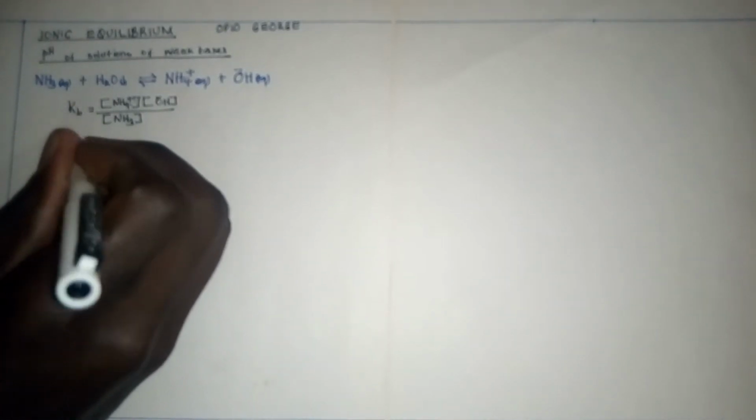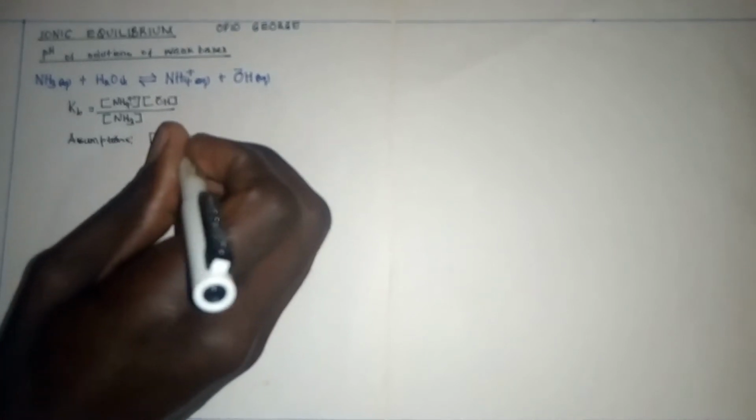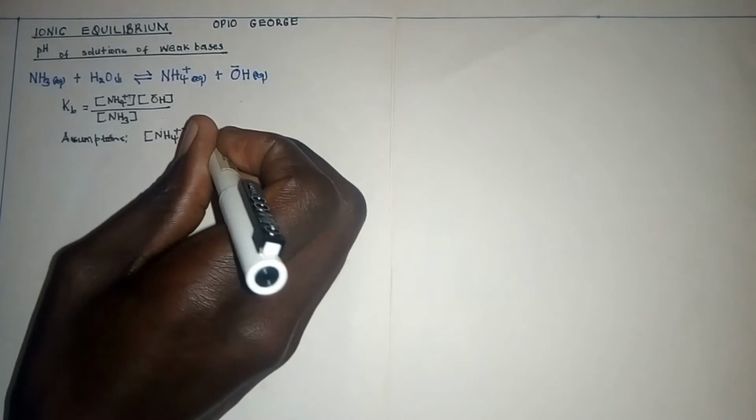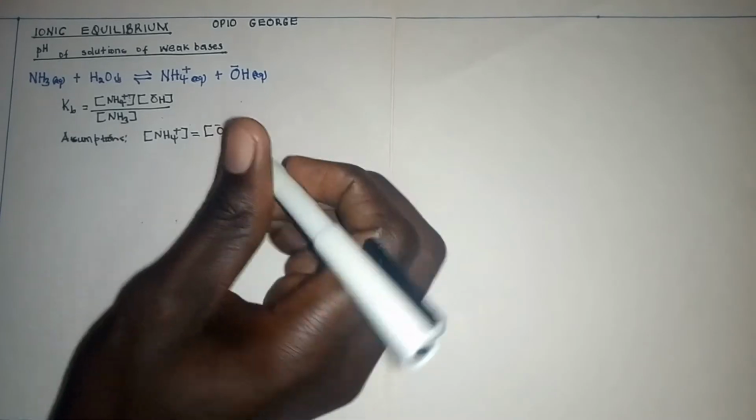Then the next thing we want to do here is to obtain the simplified expression for Kb, and this is done by taking some assumptions. Assumption 1 here is we assume that the molar concentration of ammonium ion is equivalent to the molar concentration of the hydroxyl ion. The ratio is 1:1. If there is no other reacting species added that can take up the ions, the concentrations of the two should be the same.